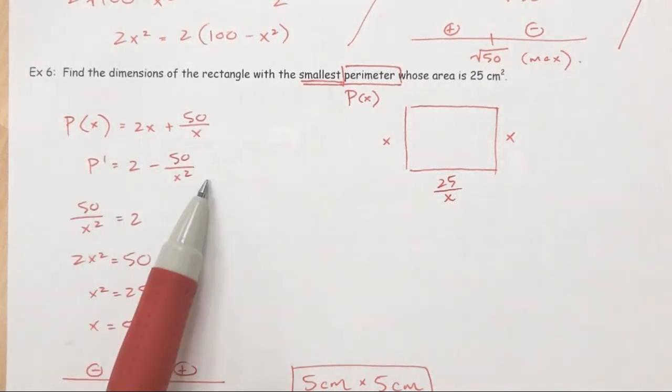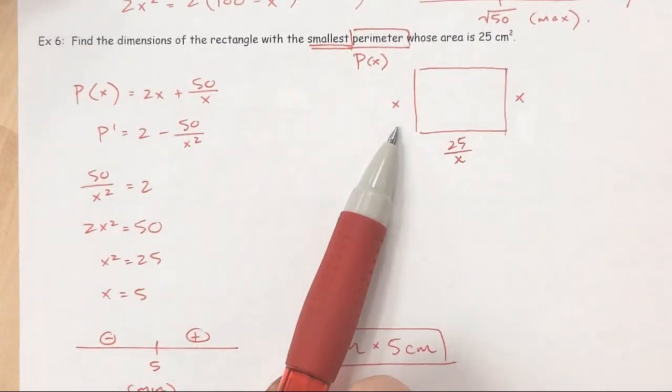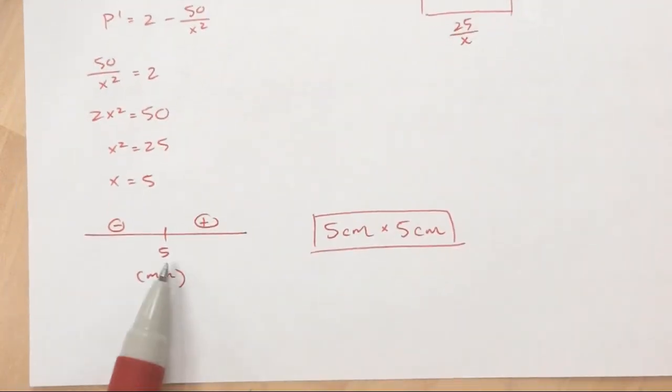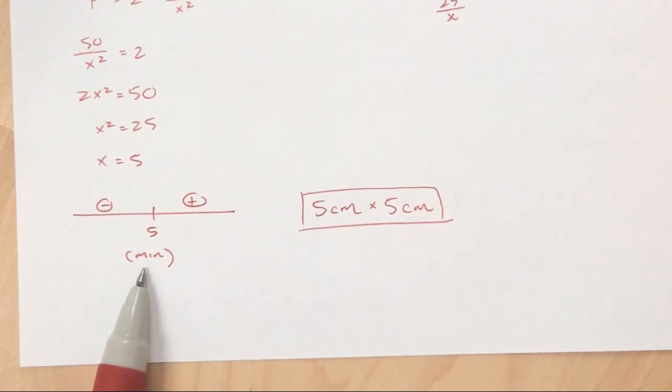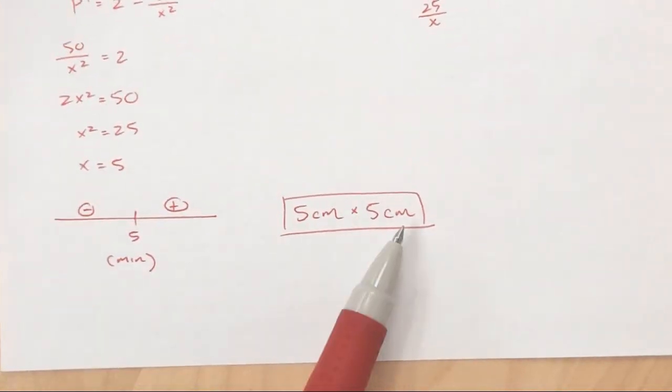I take my derivative, set it equal to 0. I get x equals plus or minus 5, but that can't be -5. That doesn't make sense in the picture. So x equals 5. I check it. It is a minimum. I wanted a smallest, and it is a minimum. So then find the dimensions. My dimensions are 5 by 5. If that's 5, I plug in, and then I get 5.